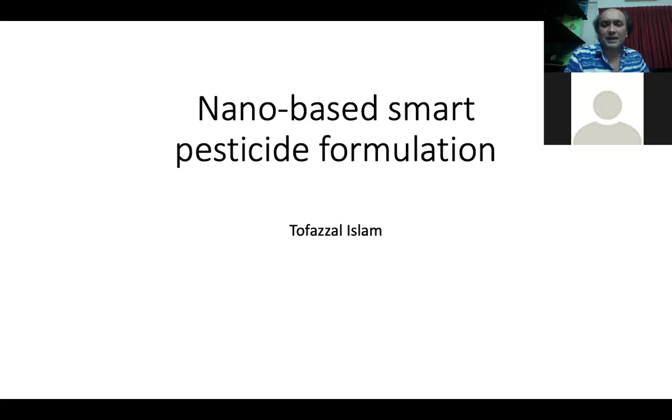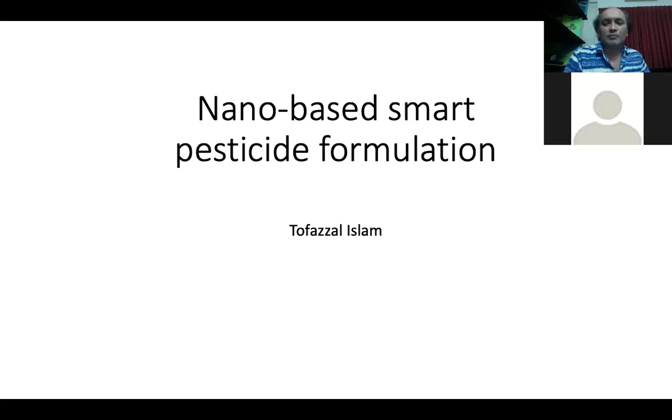Pesticides have some other limitations. One of them is that of the pesticide we use in the crop field to kill or control the pest, 99.9% is absorbed by the environment. Our target organism, that means the pest, receives only 1%. That means the efficiency of using synthetic pesticide in agriculture is very low.